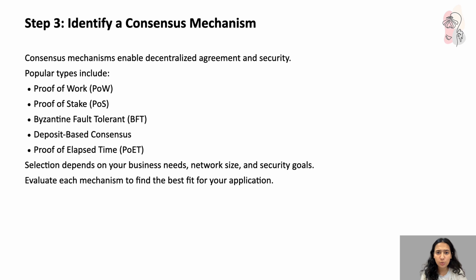If you're building a financial network, you might demand something that has maximum security. While if you're doing something with supply chains, you might want something that is faster and scalable. So the key here is evaluation. The right consensus mechanism is going to ensure that your blockchain doesn't just run, it runs in a way that is going to align perfectly with your application's purpose.